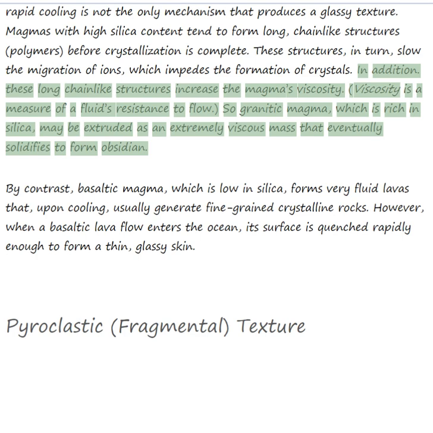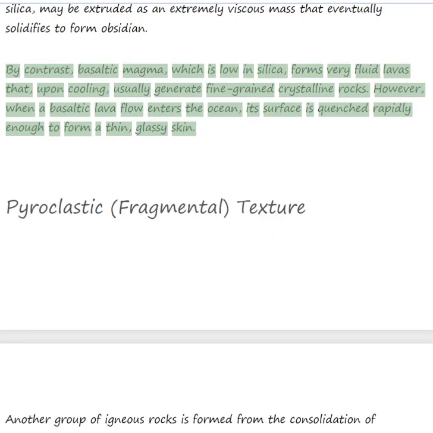So granitic magma, which is rich in silica, may be extruded as an extremely viscous mass that eventually solidifies to form obsidian. By contrast, basaltic magma, which is low in silica, forms very fluid lavas that, upon cooling, usually generate fine-grained crystalline rocks. However, when a basaltic lava flow enters the ocean, its surface is quenched rapidly enough to form a thin, glassy skin.